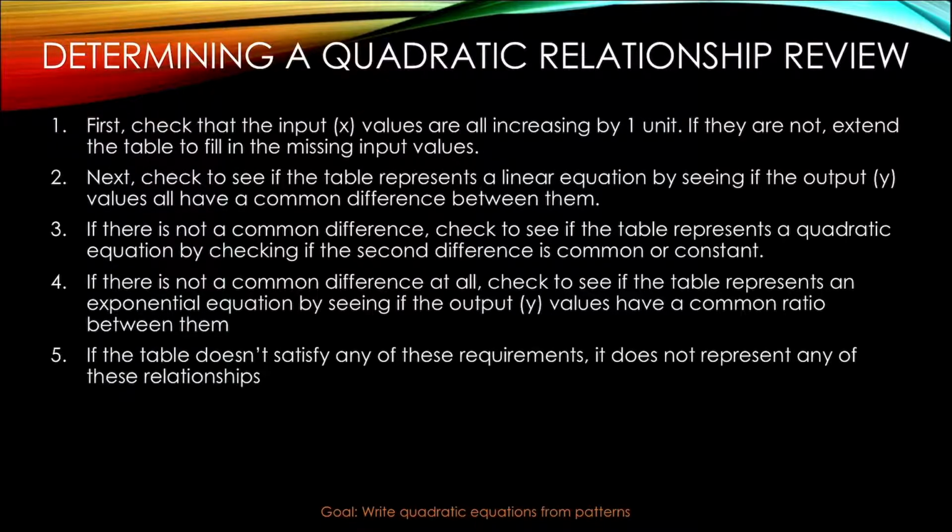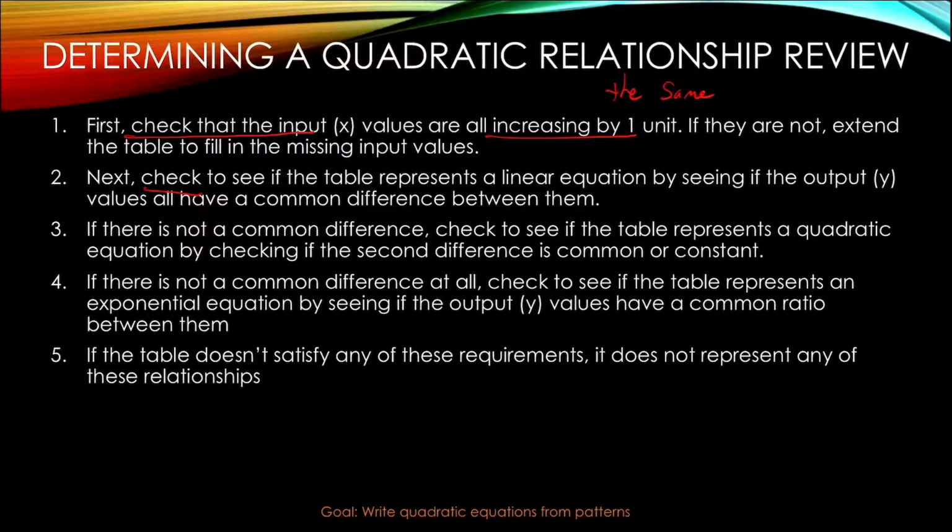Alright, so let's do a quick quadratic relationship review of how we would determine that something is a quadratic based on a table or a pattern. Whenever you have a pattern, make a table. It's going to help a lot. First, you're going to check the input values. Make sure they're increasing by 1. It should really say increasing by the same unit. If they're not, extend the table to fill in the missing values.